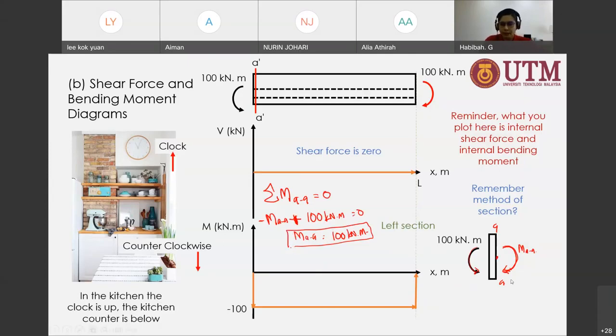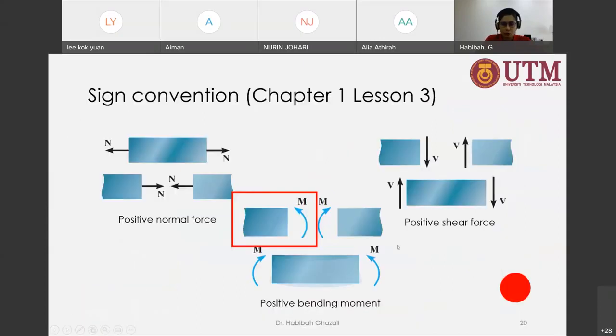And why do we say this is negative? Why do we draw it as negative? So imagine that that is going to be at this point. This is AA. Why do I say that is a negative internal moment diagram? According to our sign convention that we set up in the first chapter, lesson 3, this is a negative internal bending moment. So if we go back to this, this is what you have in your chapter 1, lesson 3. Look at this.